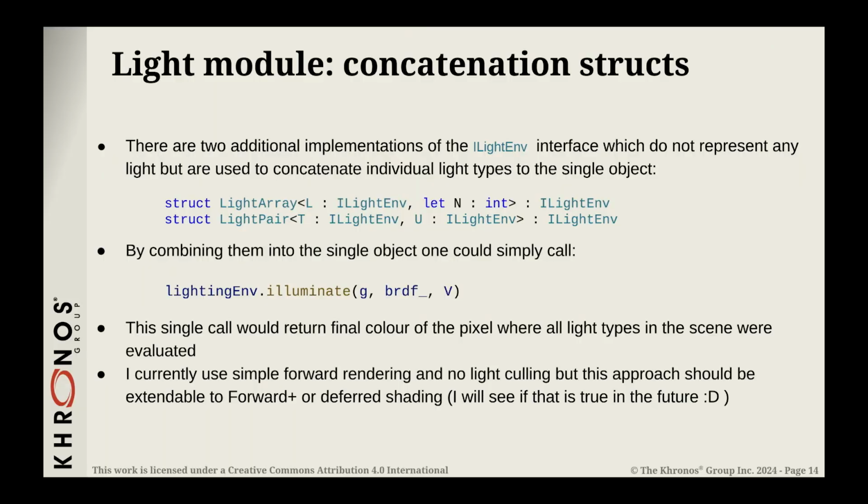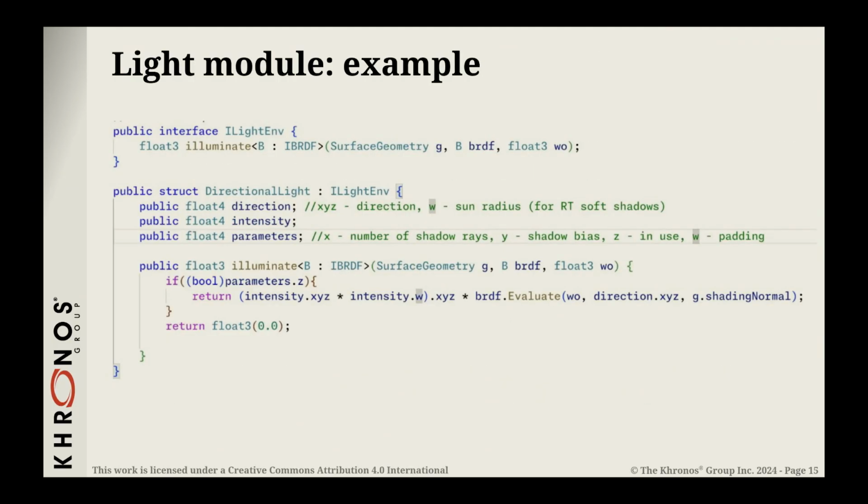In addition to the standard implementations of the light interface, such as point lights, directional lights, and area lights, I also created concatenation structs. These allow you to either create arrays of lights or combine two light sources into one object. With this approach, I could merge all lights in the scene into a single object and simply call .illuminate on it to compute the final surface color. In this example, we can see the light interface and directional light implementation.